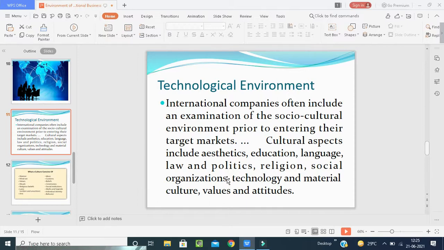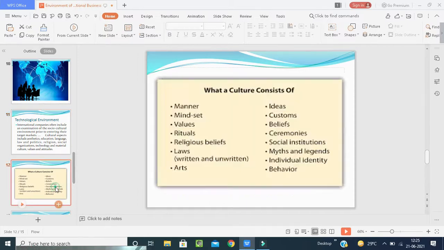Technically, it should be acceptable in every way. What does the culture consist of exactly? The culture consists of manner and mindset. That means mutual manner should be there with each other, between two countries or the business people. Mindset means these points should match with each other. Values, rituals, religious beliefs, laws that have been written and unwritten, arts. Unwritten means oral here. Ideas, customs, beliefs, ceremonies, social institutions, myths and legends, individual identity, behavior.